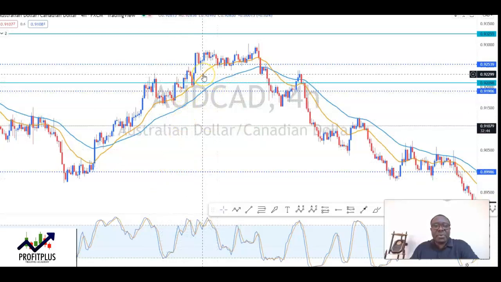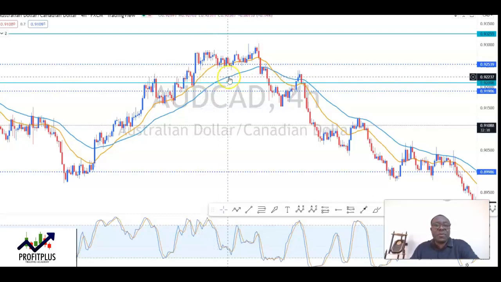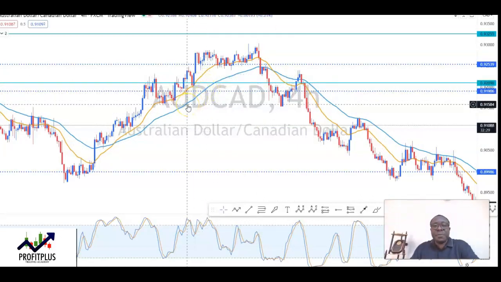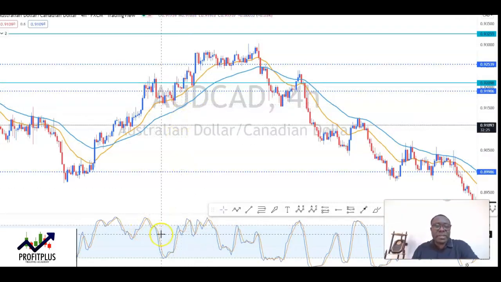The 21-day period exponential moving average, you set it to close, and then the 50-day period, you can choose any color, but for the sake of this training, the color for the 21-day exponential moving average is orange, while the sky blue color is the 50-day moving average. And of course, you also set your stochastic indicator at default setting. Just select it at default setting.